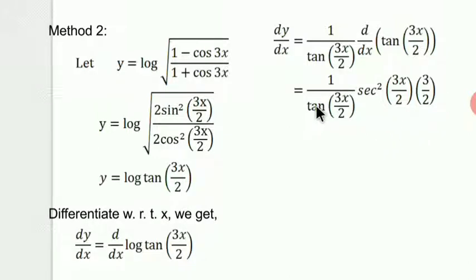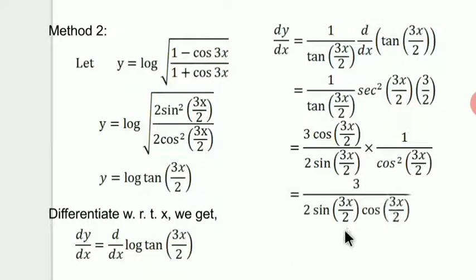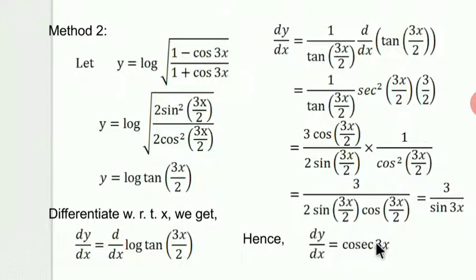Now here tan means sin upon cos. So its reciprocal is there, means cos upon sin. So 3 cos 3x upon 2 divided by 2 sin 3x upon 2 into 1 upon cos square 3x upon 2. One cos term gets cancelled here. So we remain with 3 divided by 2 sin 3x upon 2 into cos 3x upon 2. And 2 times sin 3x upon 2 into cos 3x upon 2 is sin 3x. So it is equal to 3 upon sin 3x. And hence dy by dx is equal to 3 cosec 3x.